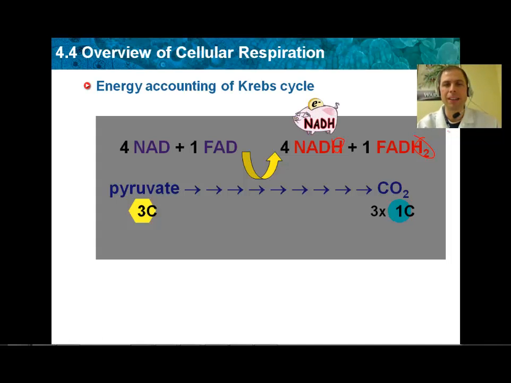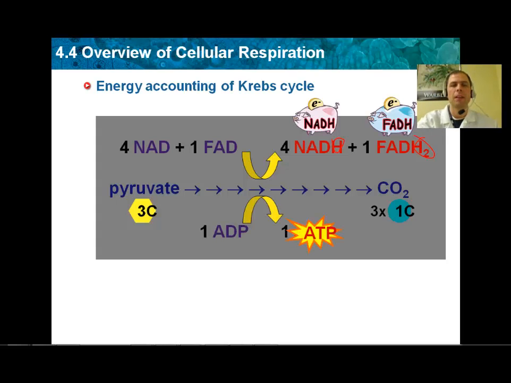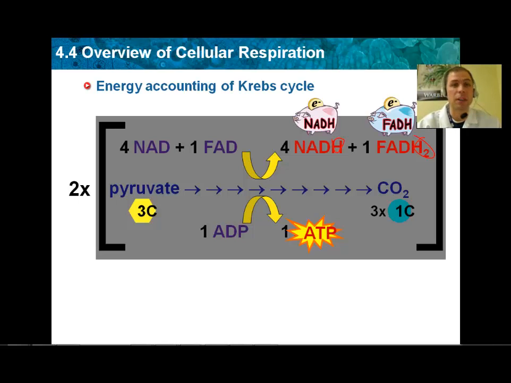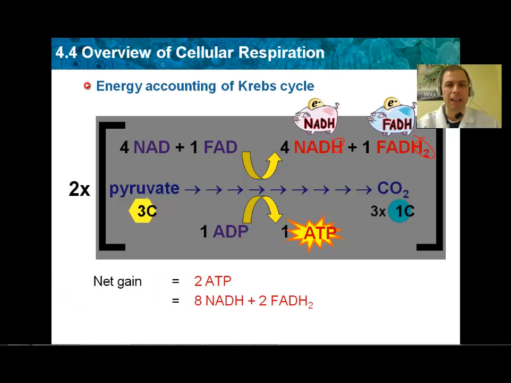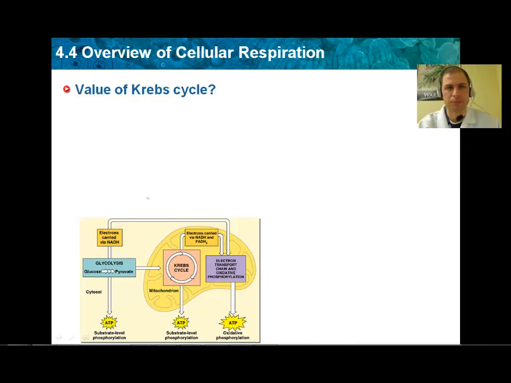I want you to think of that electron as being deposited in a piggy bank when these electron carriers grab it. We've got a piggy bank for NADH and a piggy bank for FADH2. And what do you do with your piggy banks eventually? That's right, you bust it open and you spend it. In the process, we also made ATP. And we did this twice because we have 2 pyruvate molecules from 1 glucose molecule. Net gain then, 2 ATPs, 8 NADHs, and 2 FADH2s.